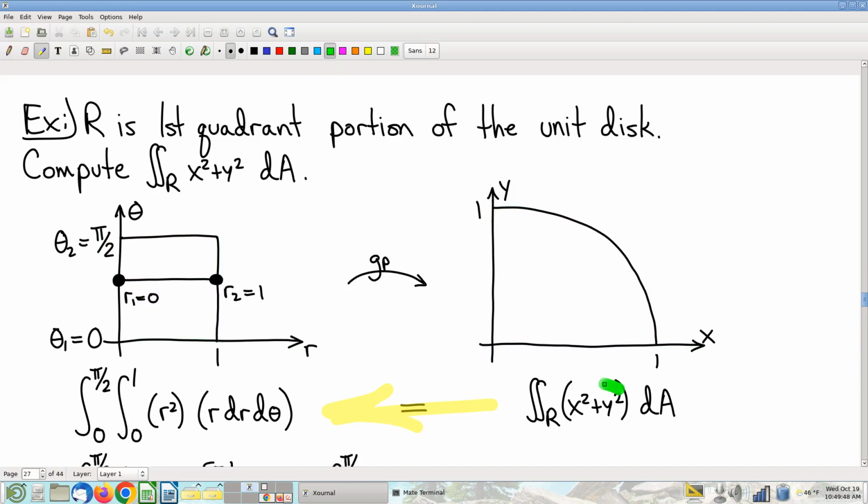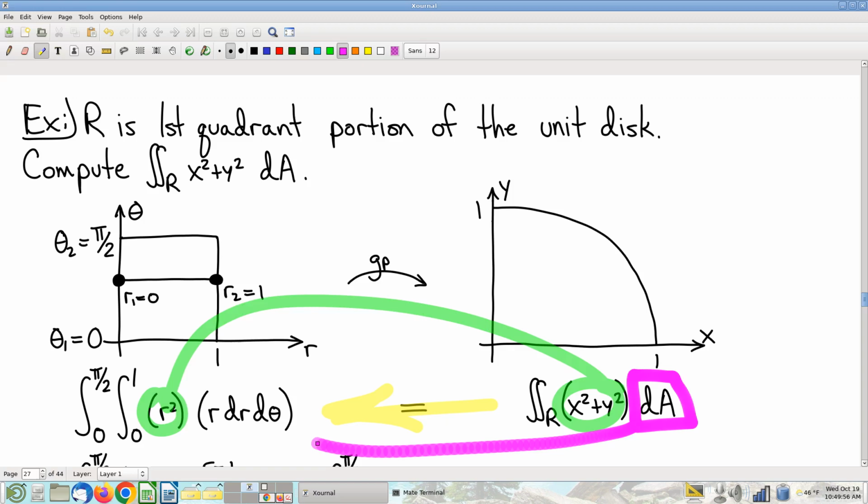Let's see here. That is just r squared dx dy is the stretching factor times dr d theta. Don't forget your stretching factor. That r right there was our stretching factor from the previous page. And we've got ourselves our new domain.